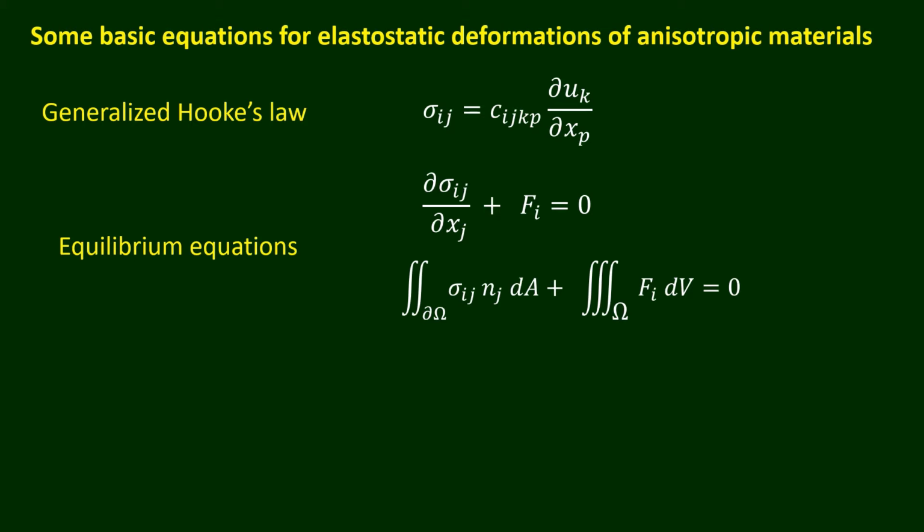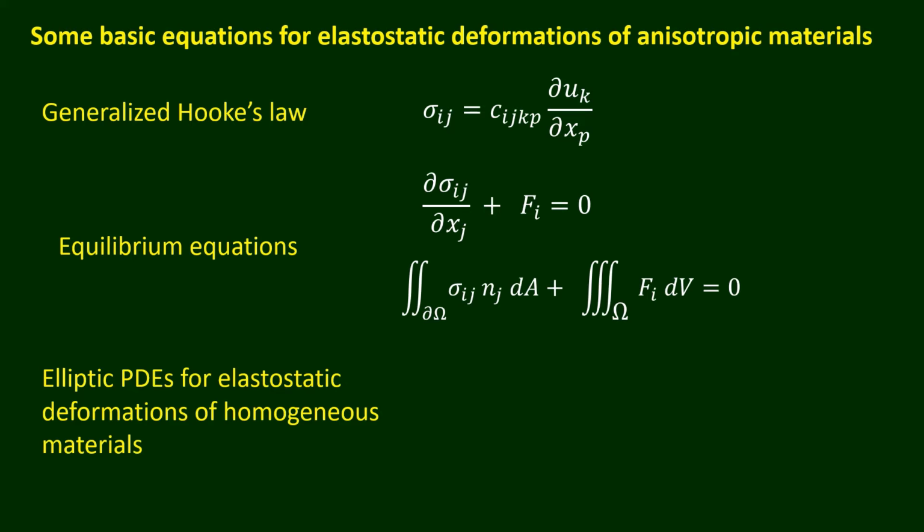The generalized Hooke's law and the equilibrium equation give rise to the elliptic partial differential equations Cijkp ∂²uk/∂xj∂xp + fi = 0, if the material is homogeneous, that is, if the elastic moduli of the material are constants.